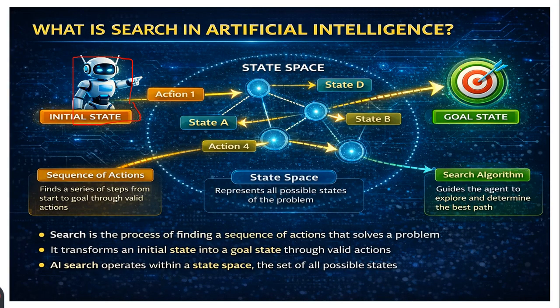So with the help of these techniques, we will be solving the problems in the environment with the help of an agent. Search is the process of defining a sequence of actions that solves the problem. It transforms the initial state into a goal state through valid actions. AI search operates with the state space and the set of all possible actions. So this is what we call search in artificial intelligence.